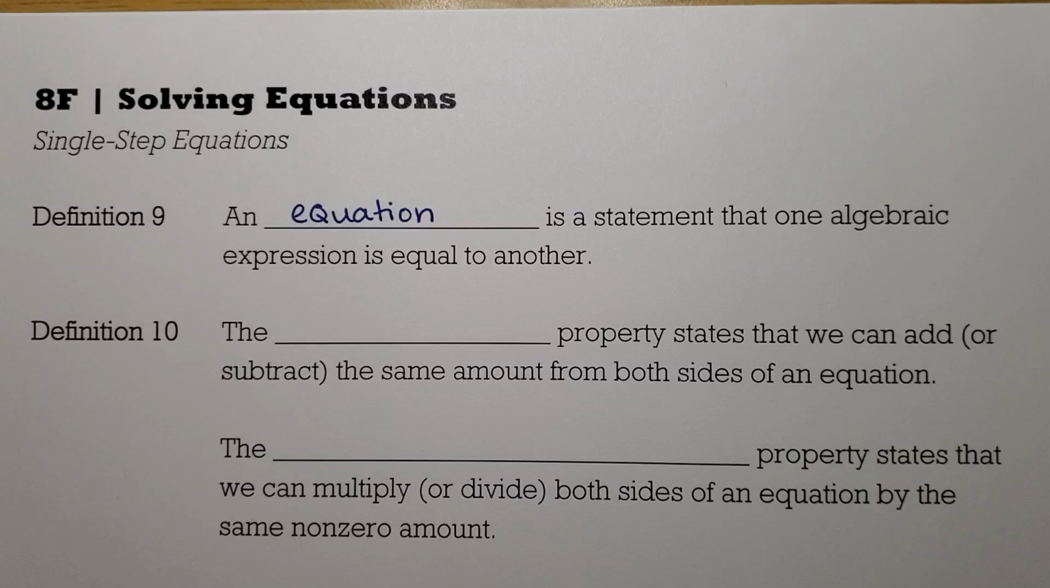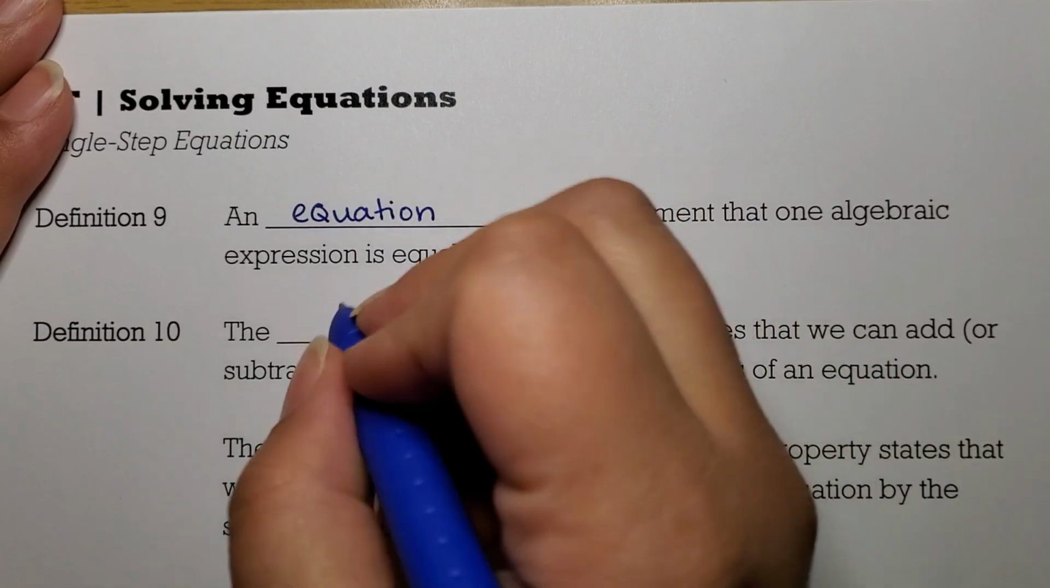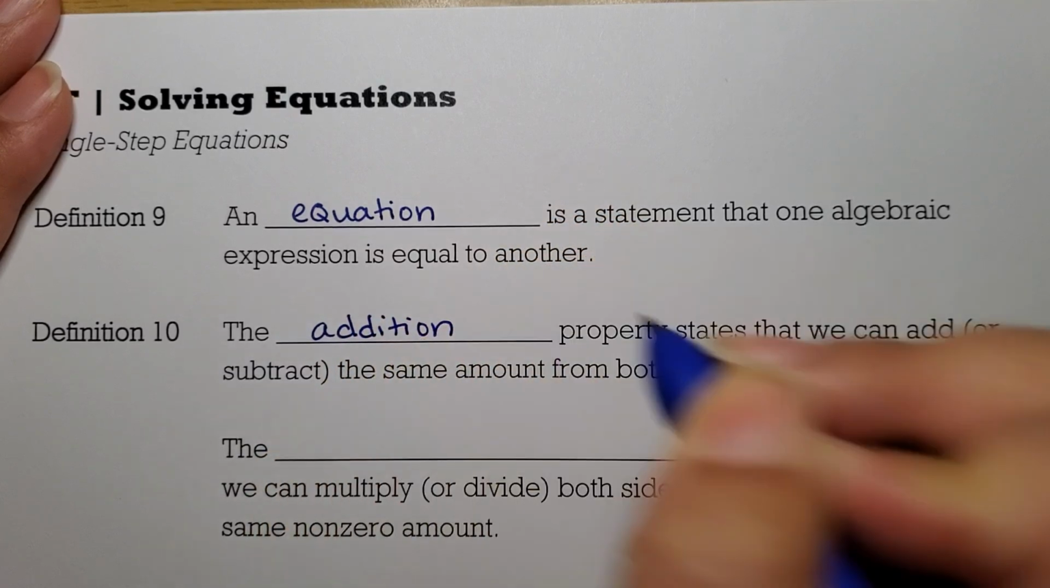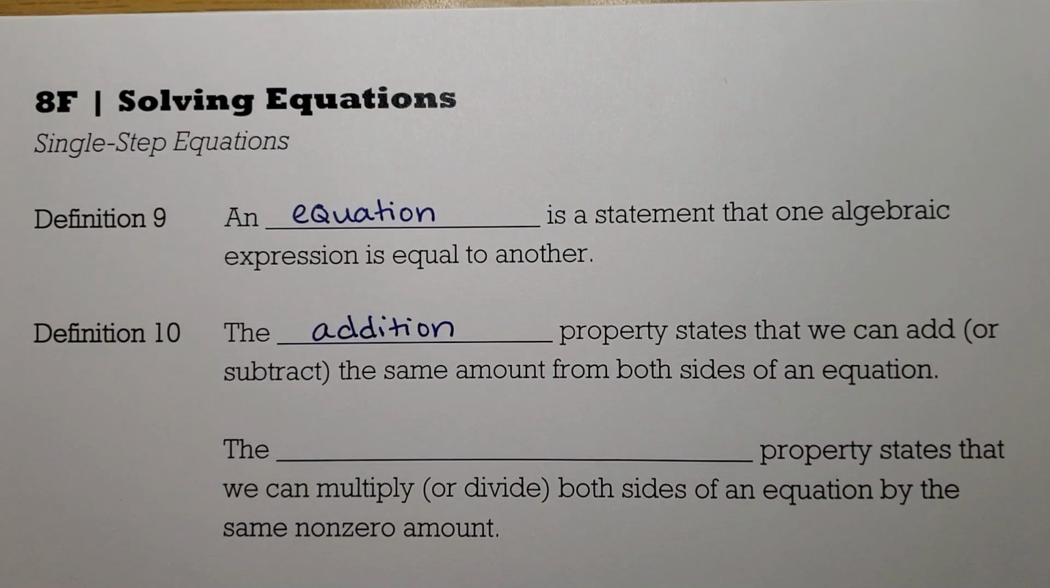Now, when we're solving an equation, the addition property says that you can add or subtract the same amount from both sides of an equation. Now, the addition property is called the addition property because subtraction is really addition of the additive inverse. So subtraction and addition are kind of the same thing when you involve negative numbers. So that's why it's just called the addition property instead of the addition and subtraction property.